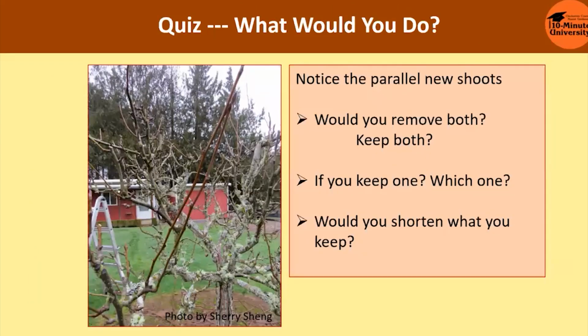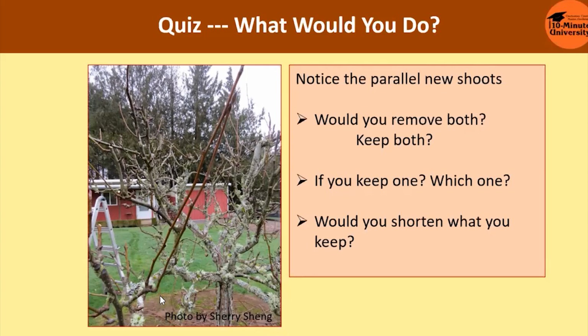So here's a quiz. What will you do? 2 branches that grew last year, very vigorous, parallel, and we're pruning this tree. How do we think about what we should do with them?